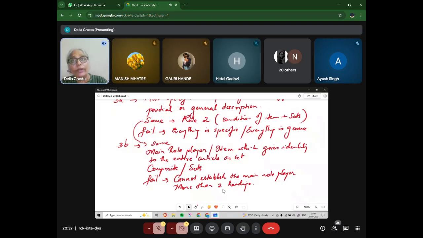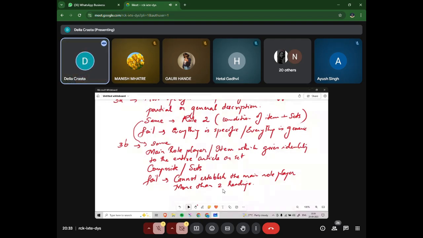But when 3B fails, 3B will fail when, like for example, cheese, olive oil and tomato ketchup, all three put together. It is not a set. So first of all, it will not go in 3B, neither will it go in 3C. So you will classify them on merit.